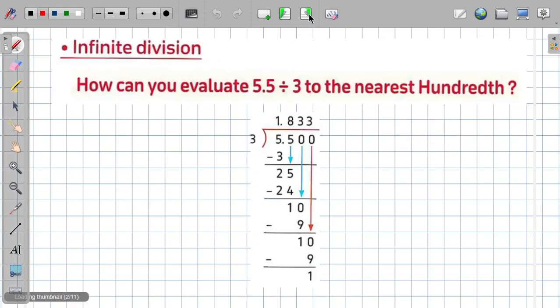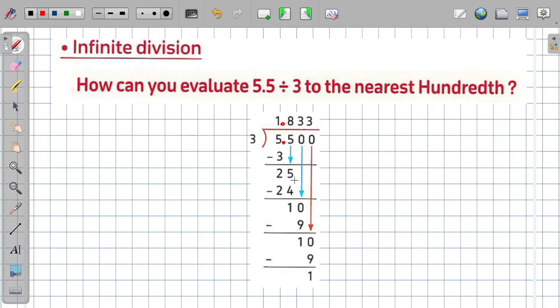Okay, let's try another one, but now I have some cases of division. We can call it infinite division. But why? Let's try this example. I have 5.5 divided by 3, and I want the answer to be rounded to the nearest hundredth. But why? Let's try and get the answer. First, I have 5 divided by 3 equals what? I will take 3, so 3 divided by 3 equals 1. And after that, I have 5 minus 3 equals 2, so the remainder equals 2. Next, I have the decimal point, so I will put the decimal point next to 1.